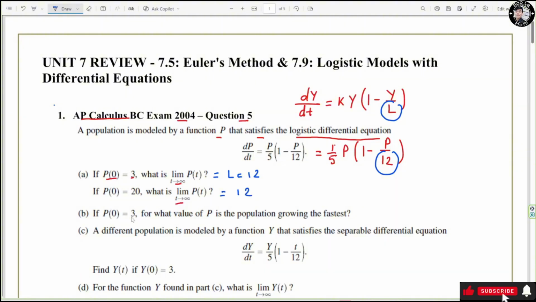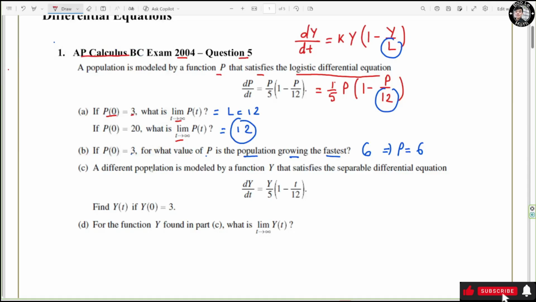If p of 0 equals 3, for what value of p is the population growing the fastest? The logistic model's growth increases fastest when it reaches half of the carrying capacity. The carrying capacity is 12, so half of it should be 6. Then you can conclude that p equals 6. Now let's move on to question C.